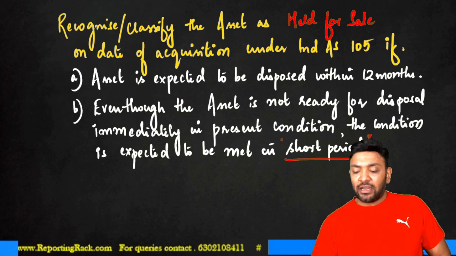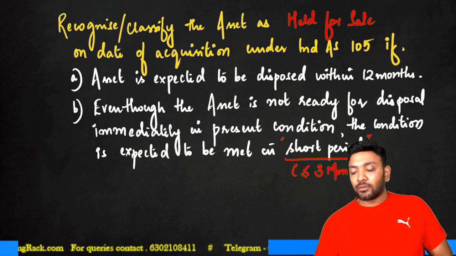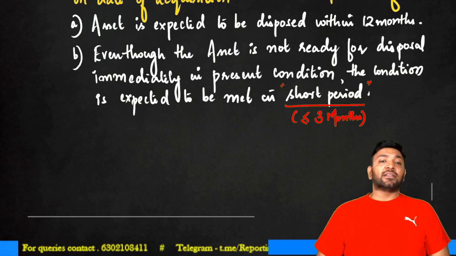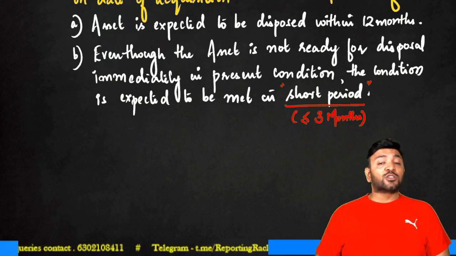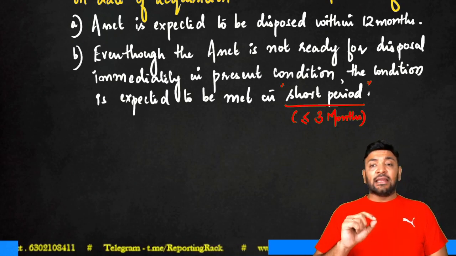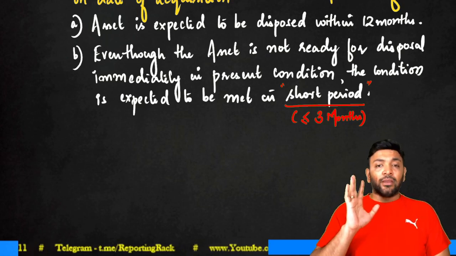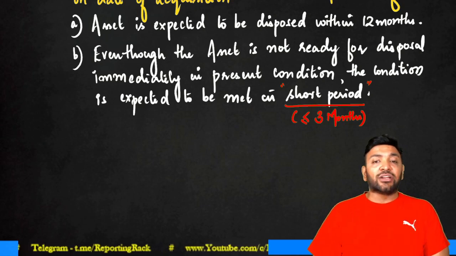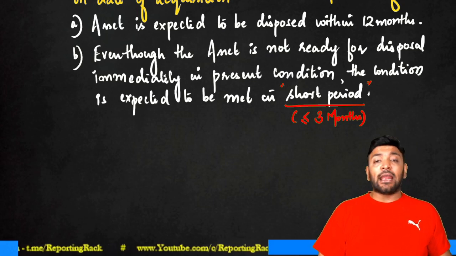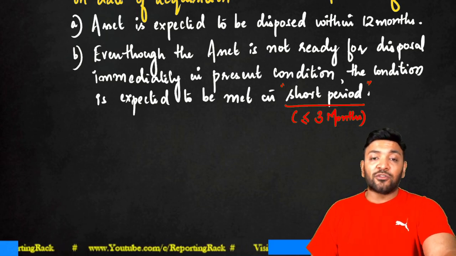What do you mean by short period? Short period is within months. Short period is within 3 months. An asset is expected to be disposed within 12 months, and even though the asset is not ready for disposal immediately in present condition, the condition is expected to be met in a short period. Within 3 months, you are expecting to meet the condition. In such cases, the asset, even though it is not held for sale today in present condition, can still be classified as non-current asset held for sale.